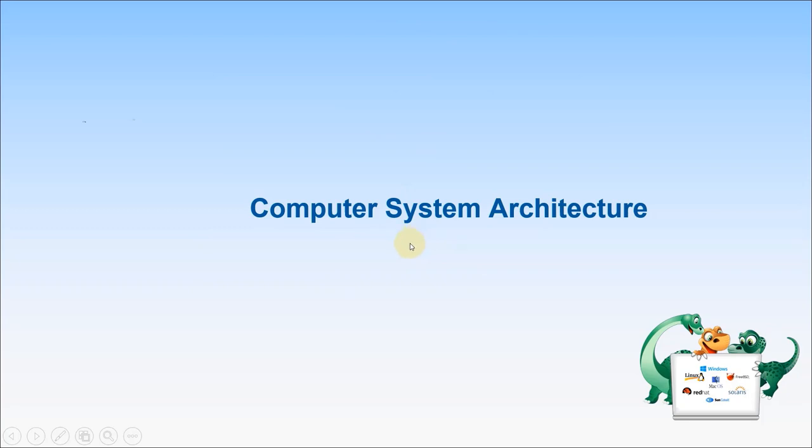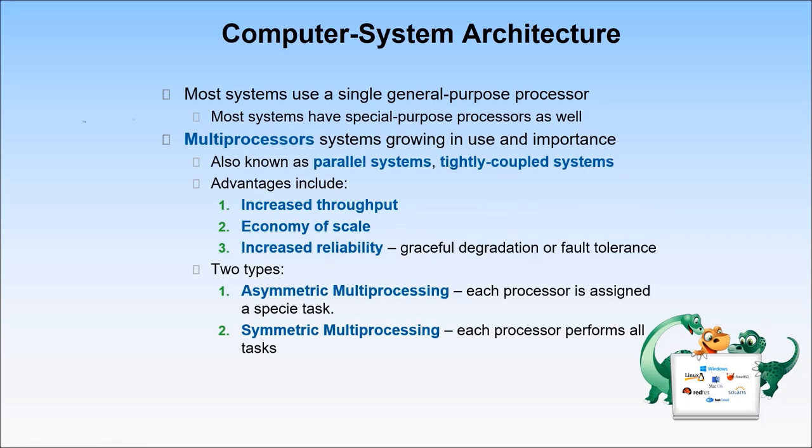Computer systems architecture. So there are different operating systems for different kinds of computer environments. Most systems use a single general purpose processor. Most systems have special purpose processors as well. One main CPU manages the computer and runs user apps. Other specialized processors, disk controllers, GPUs, etc., do not run user apps.